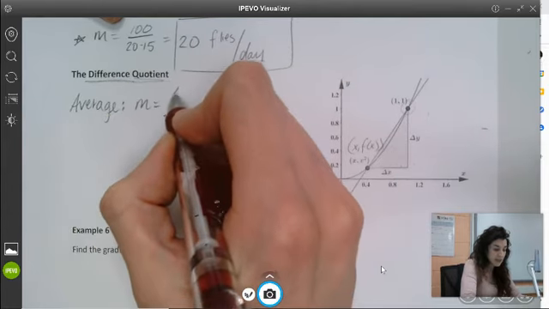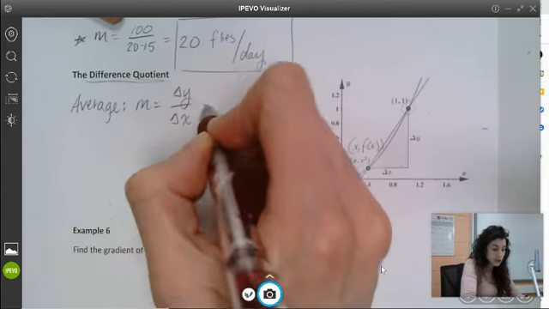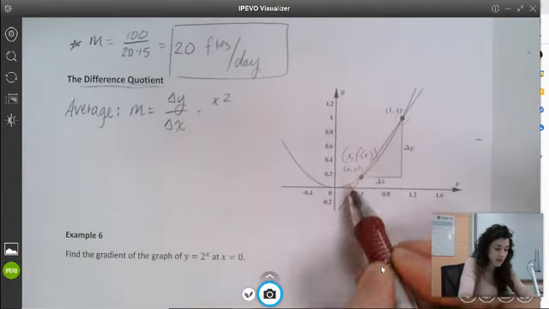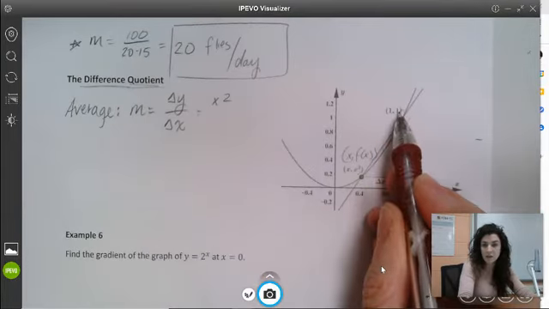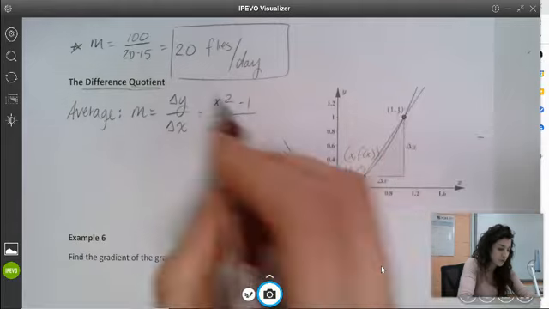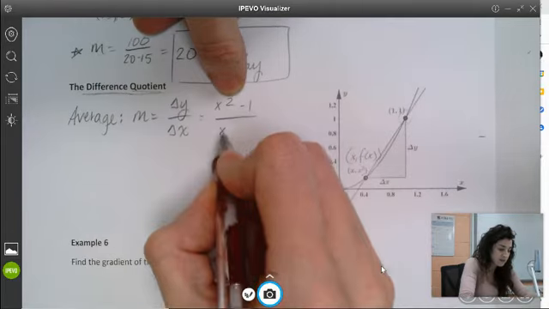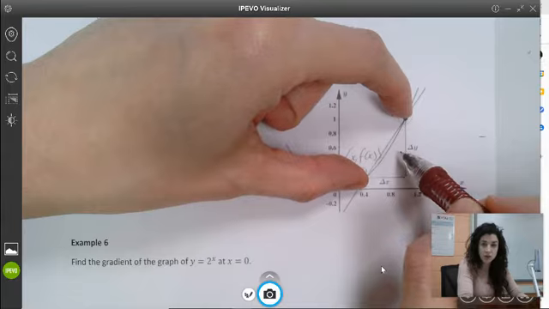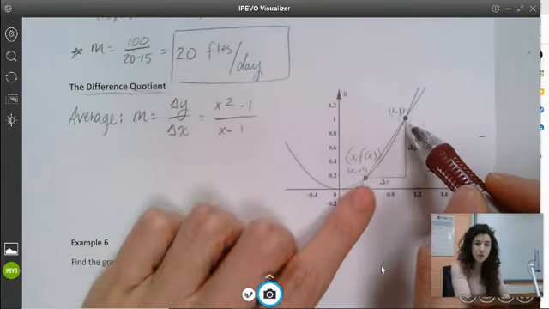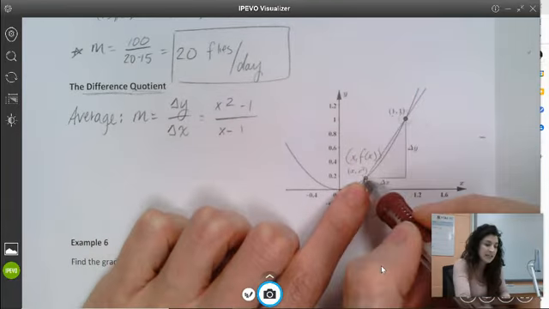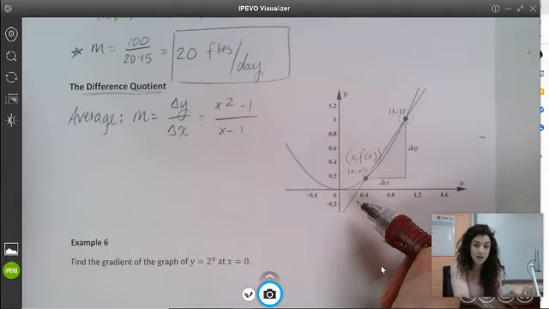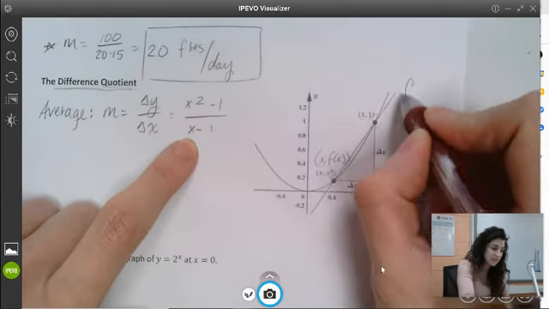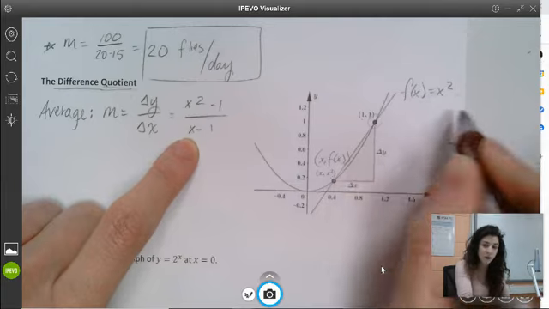So if I wanted to find the average rate of change between those 2 points, I would find my slope by finding my change in my y values over my change in my x values. So I would take x squared as my y value right here and subtract out the y value over here, which is 1, over my x value, which is x, minus my x value over here, which is 1. And so if I wanted to find the average rate of change, notice that when I don't have 2 points and instead have only 1 point and then an example of any other point that could be on this curve, I end up getting a different equation than my original one of x squared.